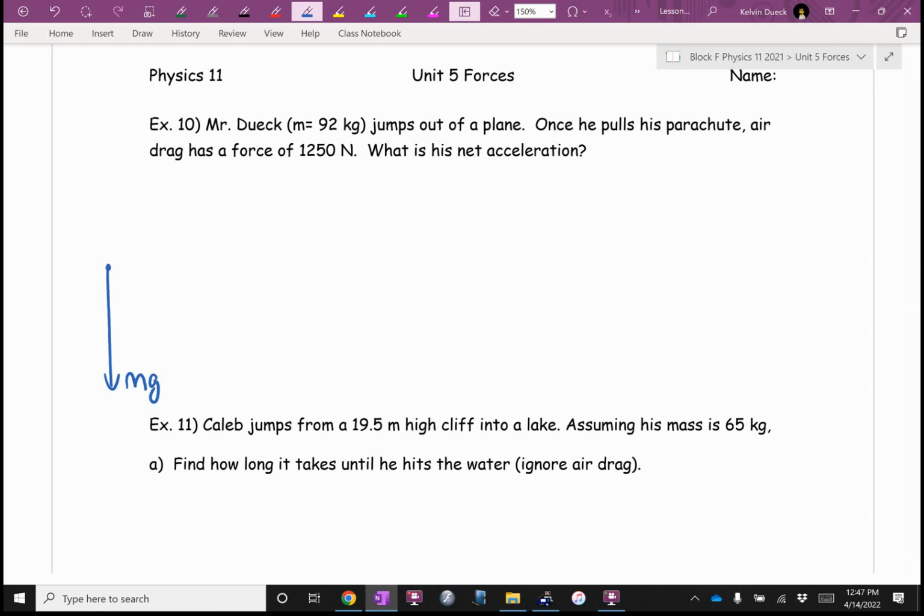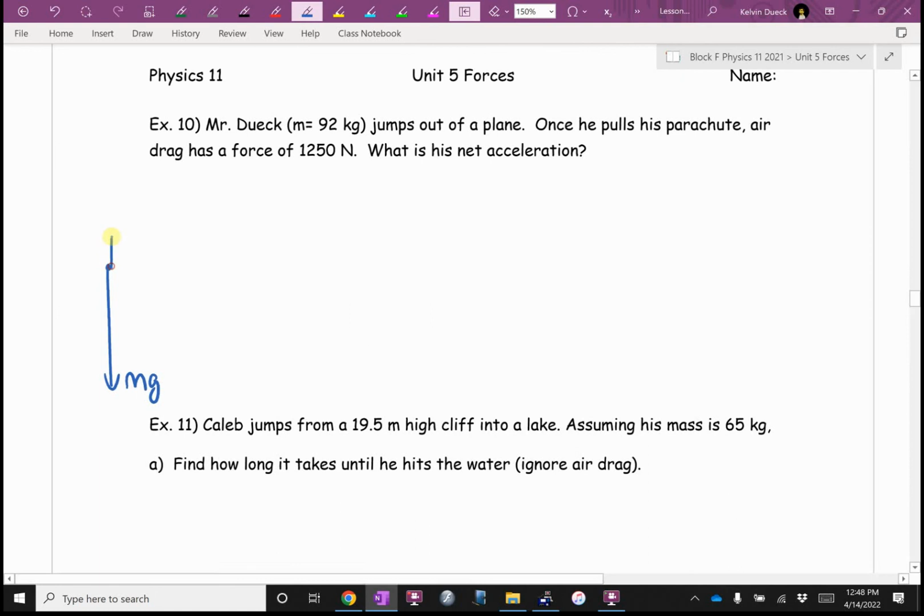Is that bigger, smaller, or the same size as mg? I don't know. Wait a minute, did they give me my mass? Quickly on your calculator, crunch mg. What do you get? What'd you get? It's just 92 times 9.8, right? Say it again. How big is air drag? Which is bigger, mg or air drag?